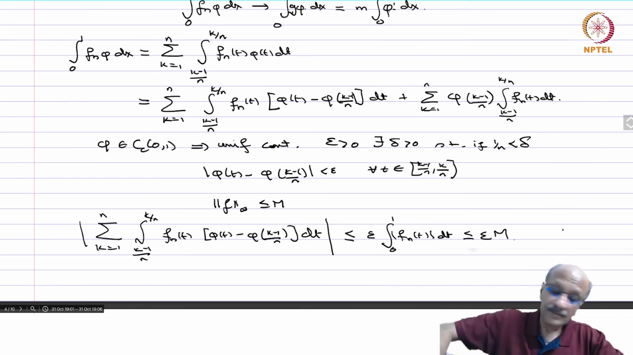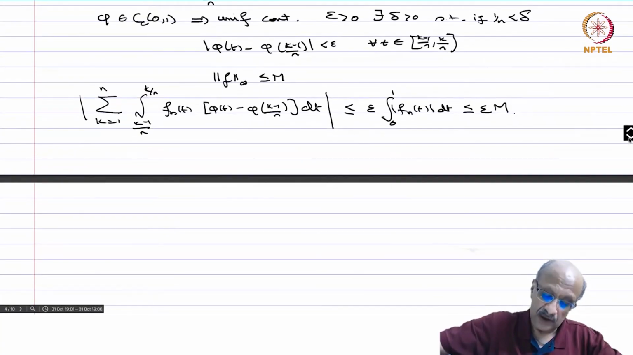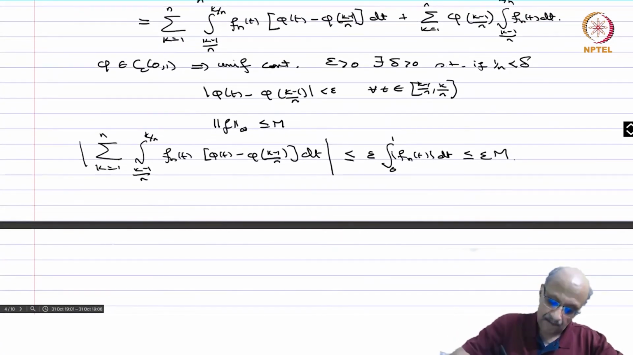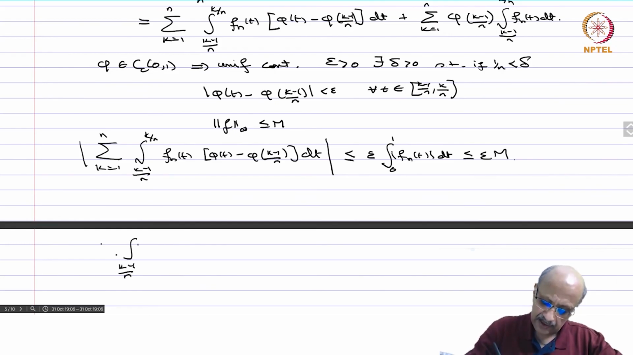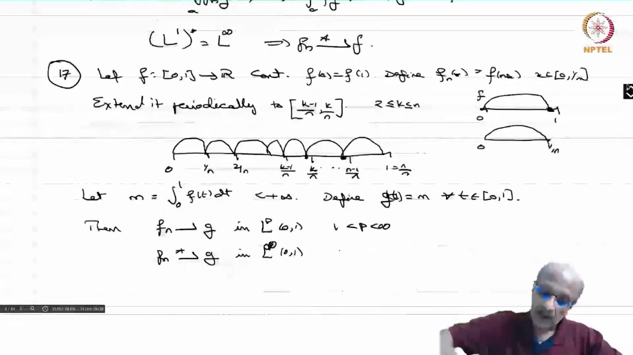So that is fixed. So that is the first term. So now let us look at the second term. Let us look at one such integral in that term: the integral from (k-1)/n to k/n of f_n(t) dt. Because we have just repeated the function again and again, this integral on any such interval is nothing but the integral from 0 to 1/n of f(nx) dx.